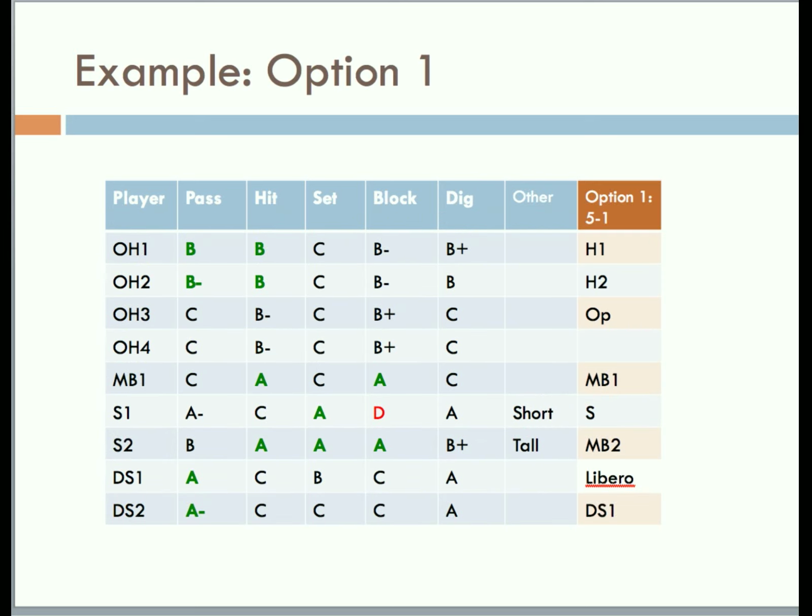Now let's try a fairly standard formation. Let's use a 5-1, and we'll have the short setter be the primary setter. We'll make the tall setter a middle blocker, and then we'll pick the next best passers up here who can also hit. We have a weak second hitter as a passer, so we're going to sub her with a defensive specialist.